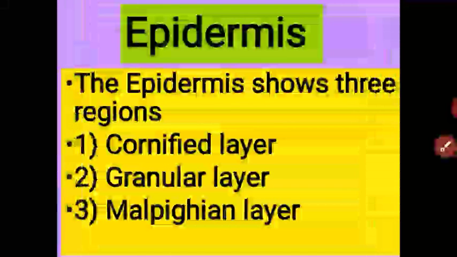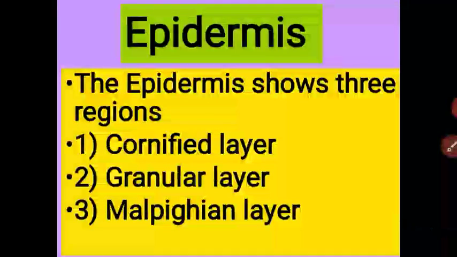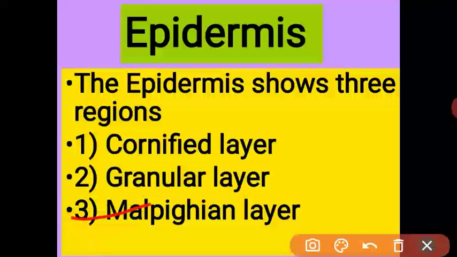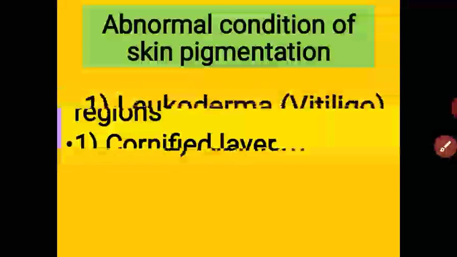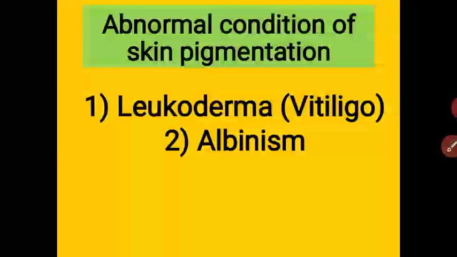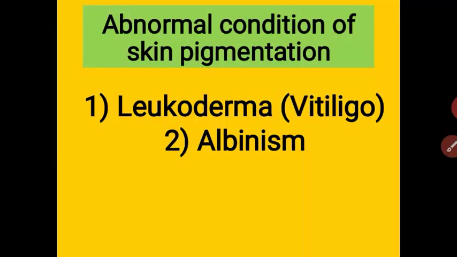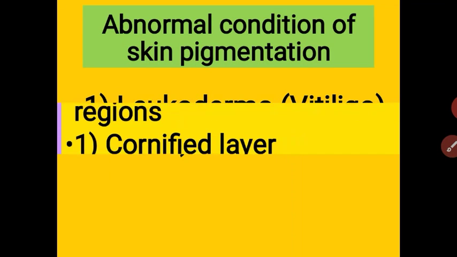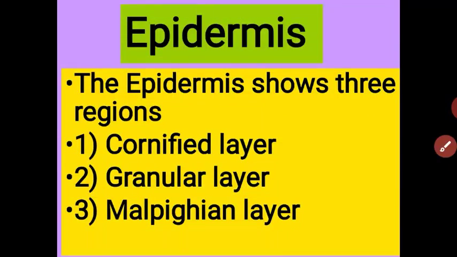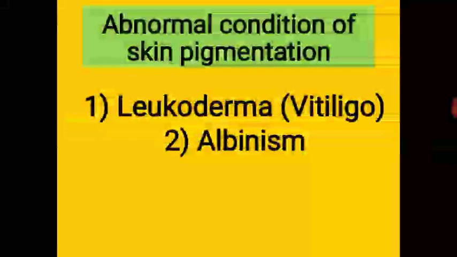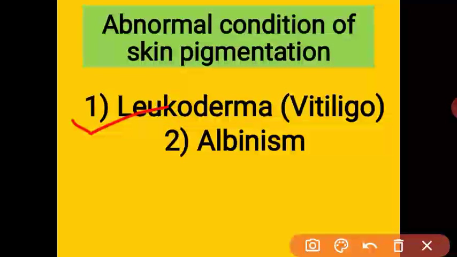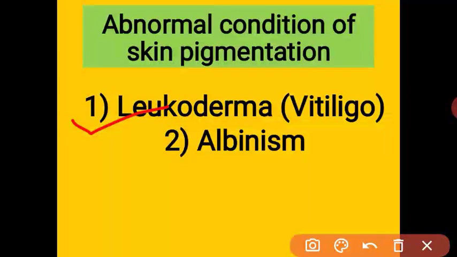The epidermis has three layers: cornified, granular, and Malpighian. The Malpighian layer contains the melanin pigment. Due to abnormal conditions of the melanin, there are two abnormal conditions of skin pigmentation. Leukoderma, also called vitiligo, means white patches on different regions of the body. And albinism means complete loss of pigmentation.